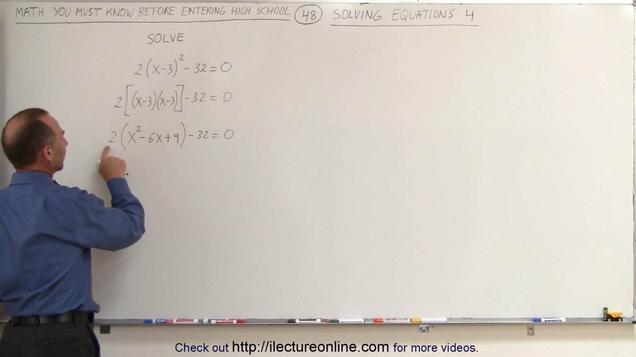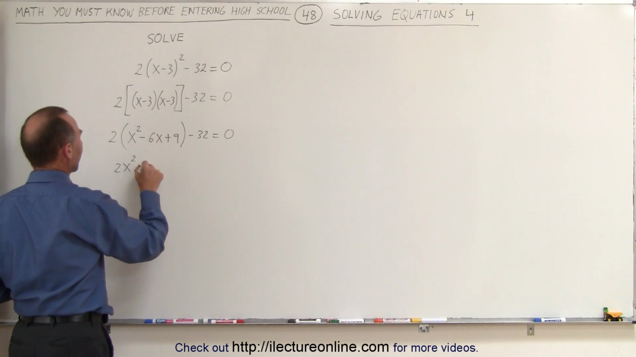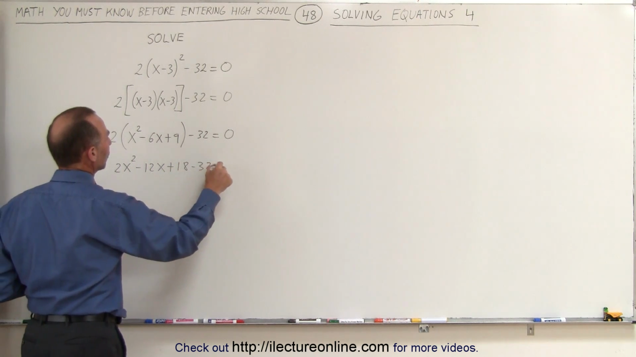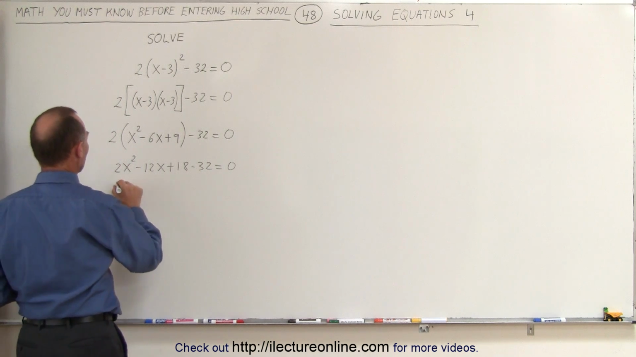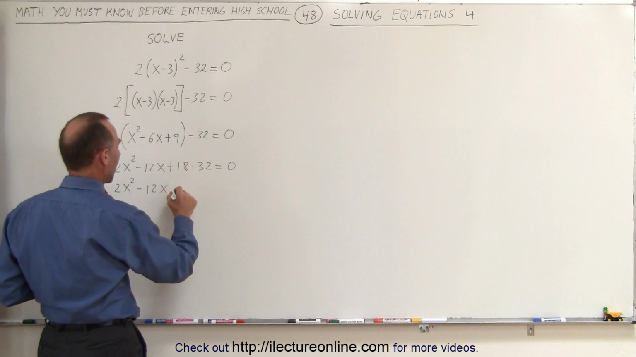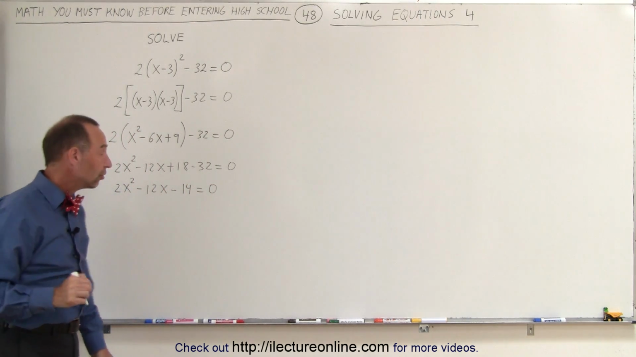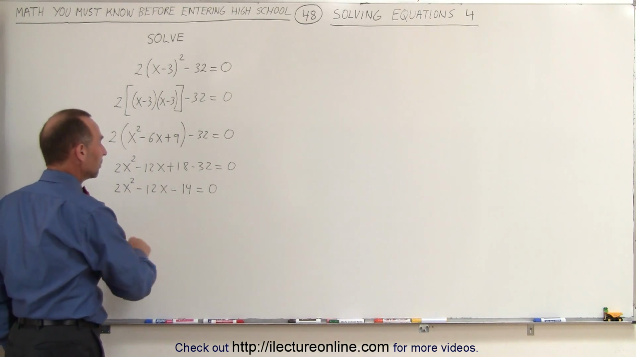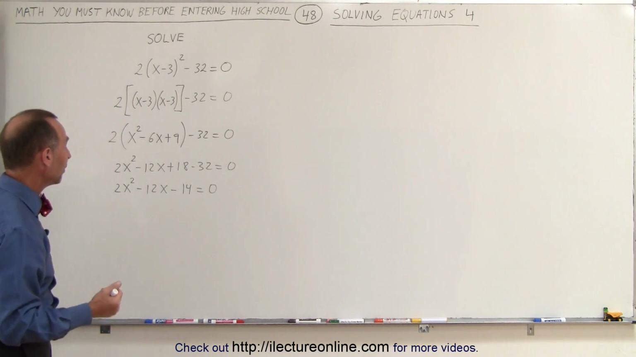And now we're going to multiply this through with that. So we get 2x squared minus 12x plus 18 minus 32 equals 0. And then we can combine these two terms and we get 2x squared minus 12x minus 14 equals 0. Now notice that each of the three terms here is even, and it's set equal to 0, which means we can divide both sides by 2 and simplify.